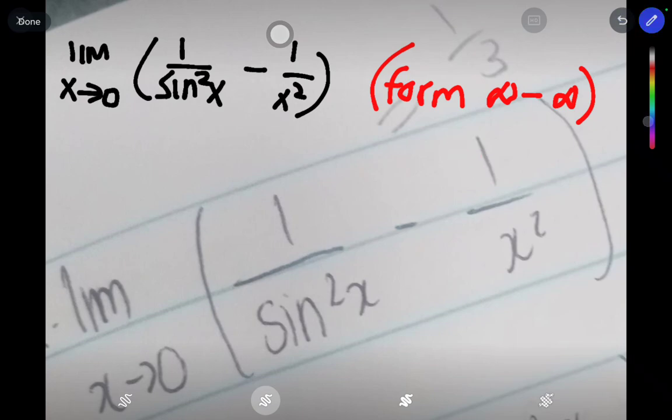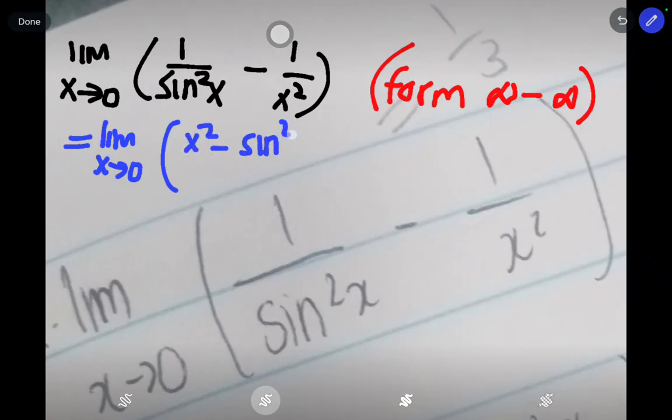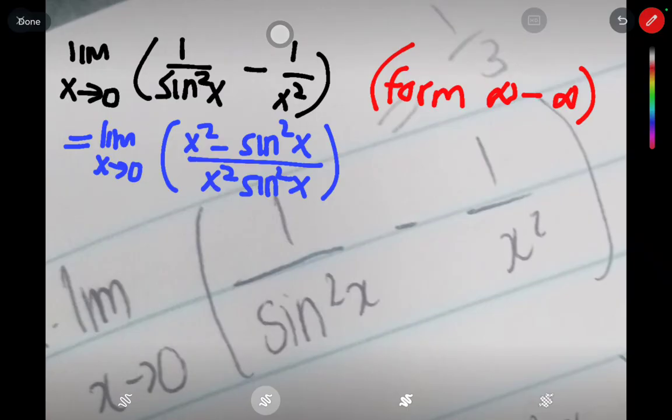So when I simplify this in this case, I'm going to have the limit as x approaches 0. I multiply this like this. You see right now? Then this will be x squared minus sin squared x over x squared sin squared x. Now let's try to direct substitute now and check the form and see if it's still in that form or in a L'Hopital rule form. When I direct substitute on the numerator, I'm going to get 0. I direct substitute on the denominator, I'm going to get 0. Now we see that this is in a L'Hopital rule form.